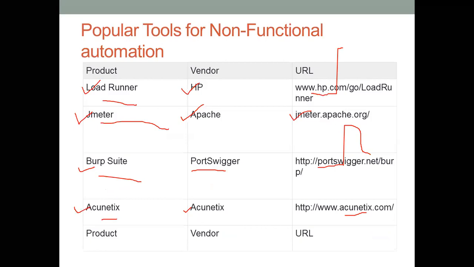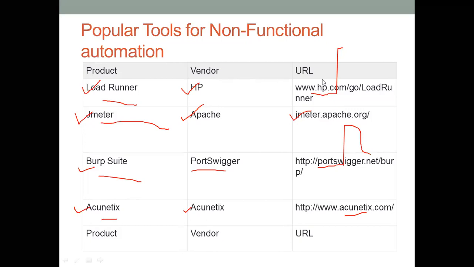Then non-functional automation: HP LoadRunner, Apache JMeter, then Burp Suite of PortSwigger company, and Acunetix. So these are the 4 famous popular tools.